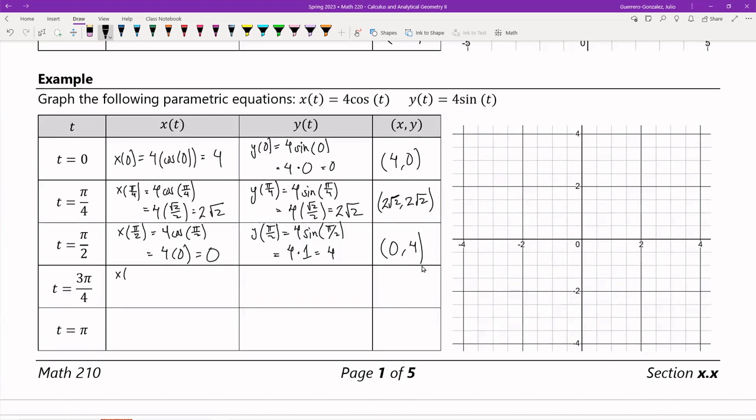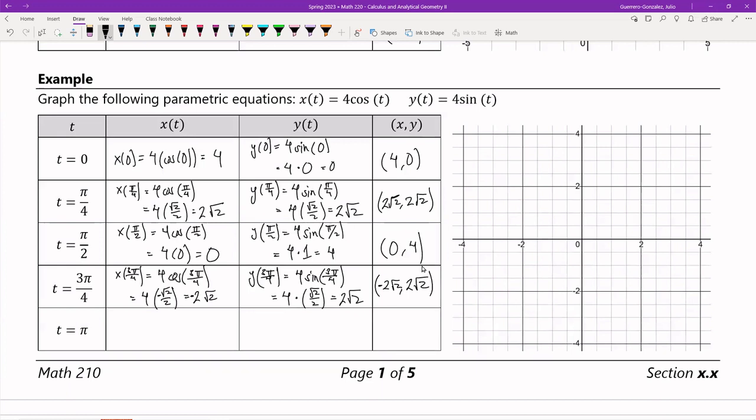Okay, when t is 3 pi over 4, you have your unit circle on you, that would help. Cosine of 3 pi over 4, 4 times root 2 over 2, 2 root 2. And I forgot something in this case. The cosine of that is negative, right? So negative 2 root 2. Do the same thing for y. Y of 3 pi over 4 is 4 sine 3 pi over 4. In this case, sine is positive, right? So this is still root 2 over 2, so this is 2 root 2. Okay, so our x and y here are negative 2 root 2, comma 2 root 2.